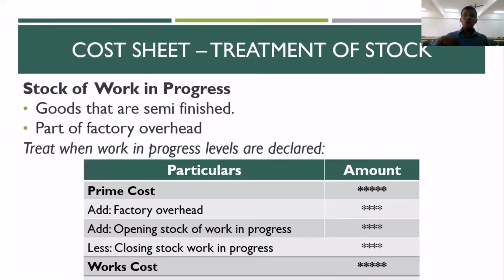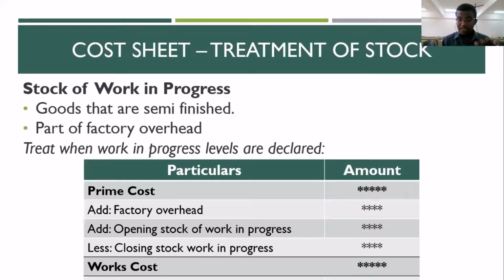Next is stock of work in progress. Now, what is meant by work in progress? Work in progress refers to semi-finished goods. You have started processing your raw material, but it is not completed as yet. It still needs to undergo some more stages of production, some more activities before which you can call this your finished product.